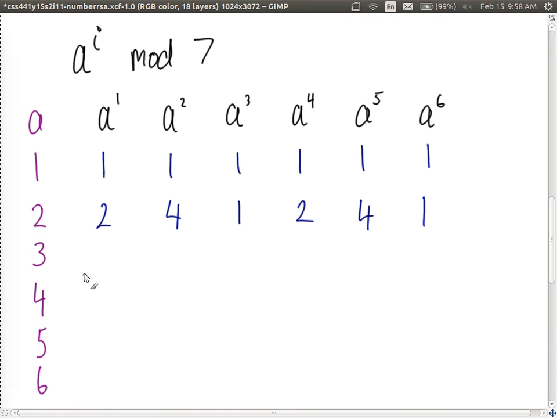Now the powers of 3. The first one's easy. 3 squared, 9, mod 7 is 2. 3 cubed is 27, mod 7, 6. I'll give you a chance to fill in the rest. It's all right, you're allowed to have the calculator in an exam, not your phone, but a calculator. Make sure you have a calculator in the next 2 weeks.